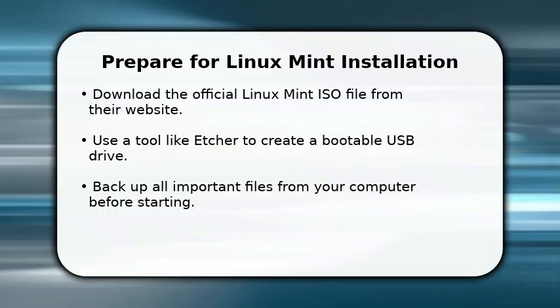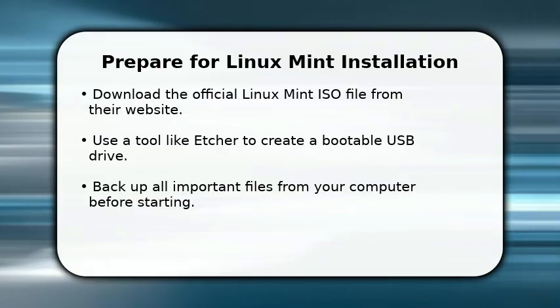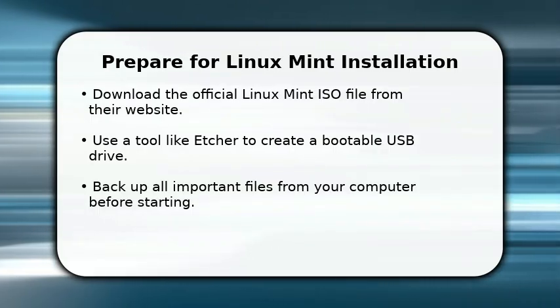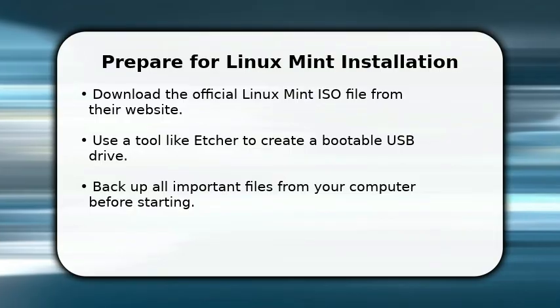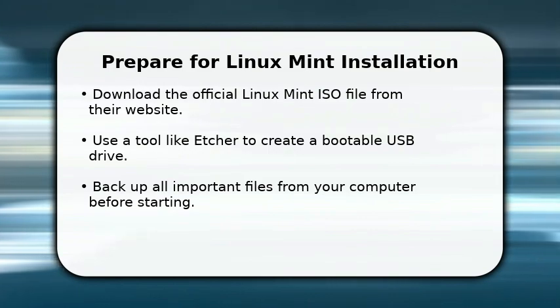In this video, I will explain how to set up Linux Mint. First, let's prepare for a smooth installation. You'll need to download the official Linux Mint ISO file, which is typically around 2 GB in size. Next, create a bootable USB drive using a reliable tool like Balena Etcher. This will be your installation media. Finally, and most importantly, back up all your critical data to an external drive or cloud service. This ensures your files are safe.